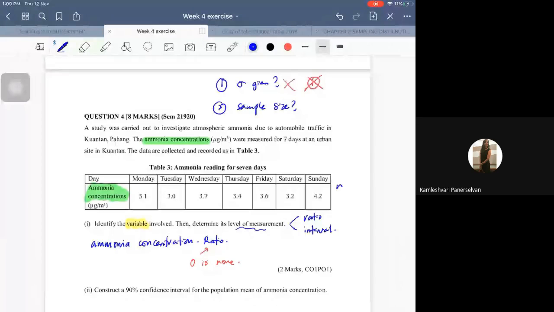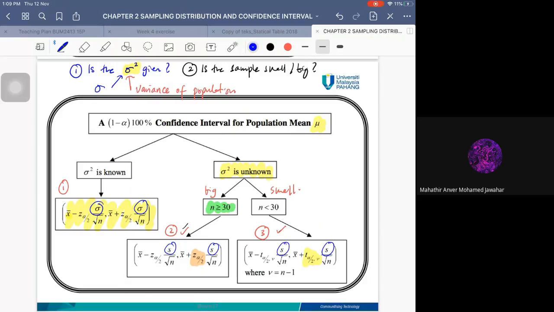N is equal to 7. I have 7 data over here: 1, 2, 3, 4, 5, 6, 7. So I have 7 as my sample size. Is it a big data or small data? Small sample size or big sample size? Small data, exactly. So this is going to be considered small data. That is why we are going to use formula number 3.